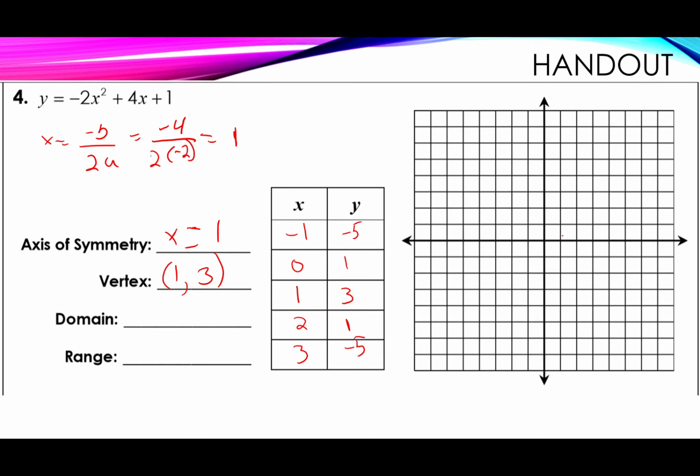So go find 1, 3, which is over 1 up 3. So there's my 1, 3. Put that first point. Then I'm graphing for when x is 0 and 1, or 2, sorry. So right here, and -1, it's at -5. So go over 1 and down 5. 1, 2, 3, 4, 5, right there. Okay, then it's also 3, -5. So 1, 2, 3, 4, 5.